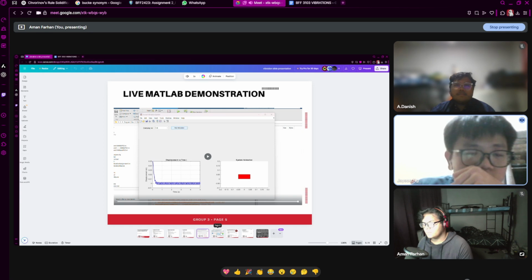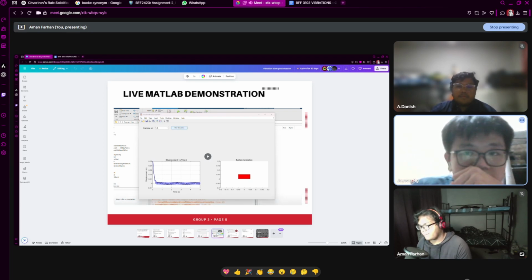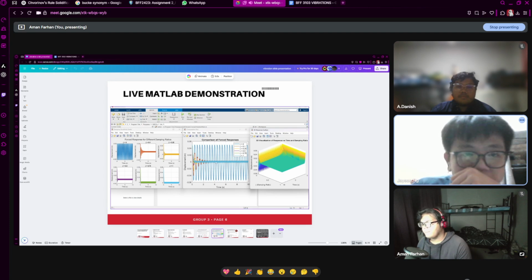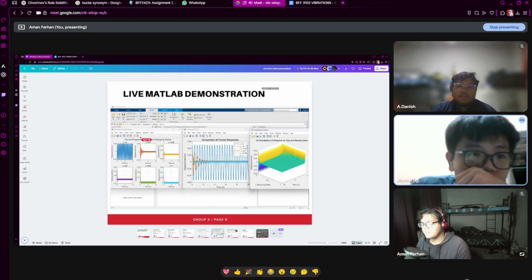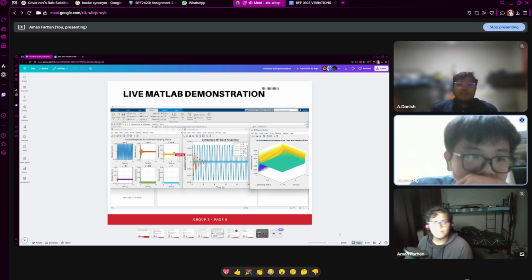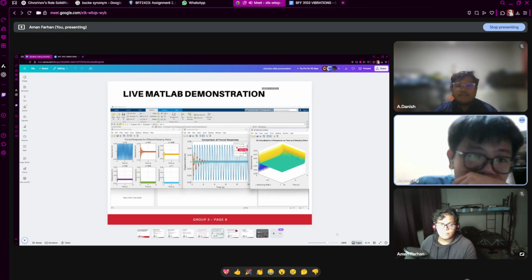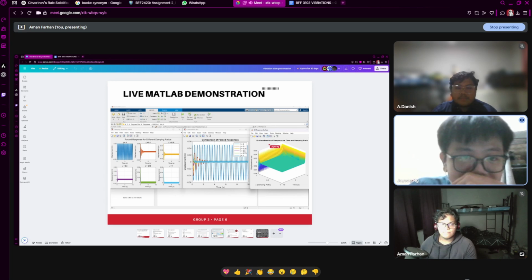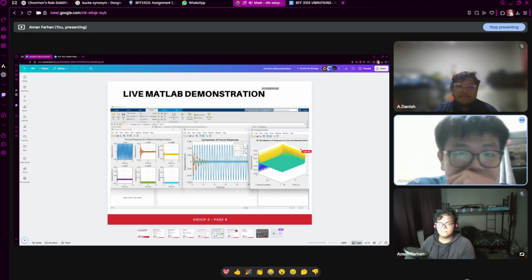So this one is our MATLAB GUI, to follow the rubrics. Next, this one is our answer to the questions: forced response for different damping ratios, and this one is the comparison of the forced response for different damping ratios, and the 3D visualization of the response against time and damping ratio.